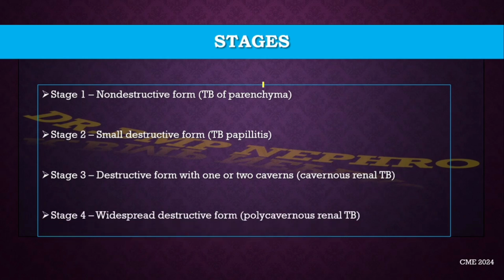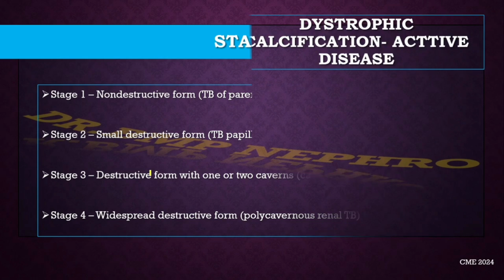Third is the destructive form, cavernous TB. Fourth is widespread destruction of the kidney, where probably a nephrectomy might be required, which is stage 4. This is mainly for solving the MCQs. Higher the severity, higher is the damage. Whenever there is a delay in treatment, this kind of severity worsens.